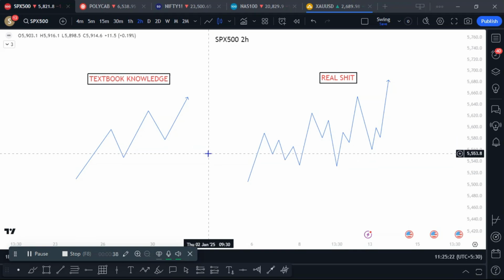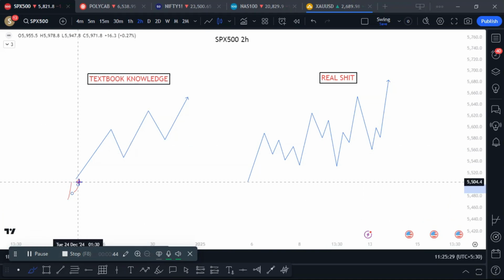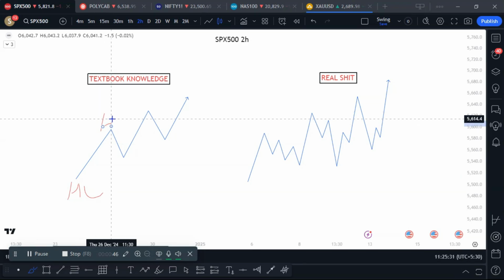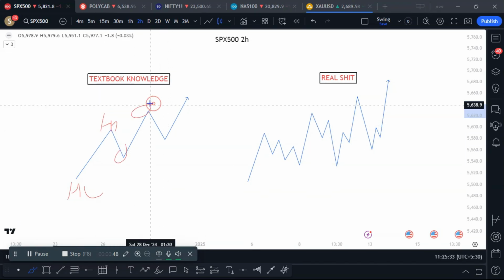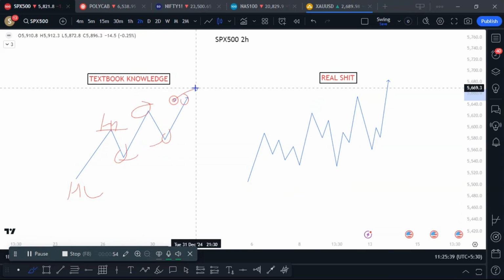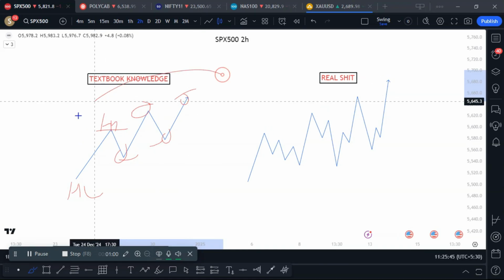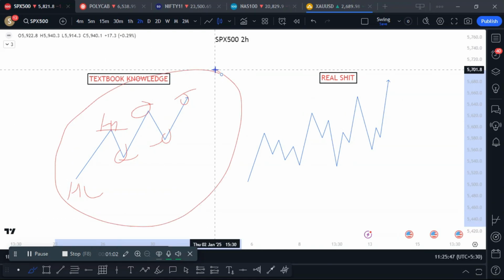So first of all, this is what all bullshit traders teach you. They teach you this is higher low, higher high, higher low, higher high, higher low, higher high. And also known as swing high, swing low, swing high, swing low, swing high. But we all know that's not how market moves. That's not how market works. If it was so simple, everyone would have made money.